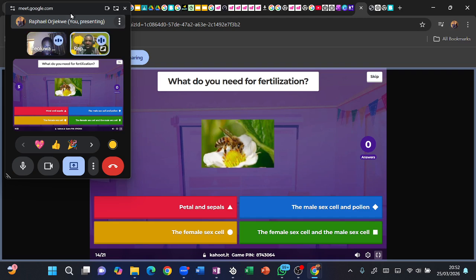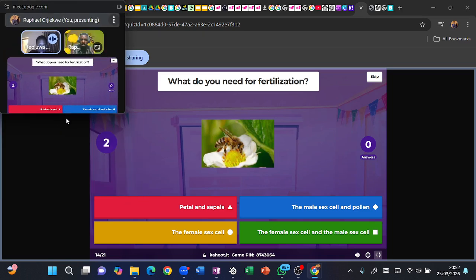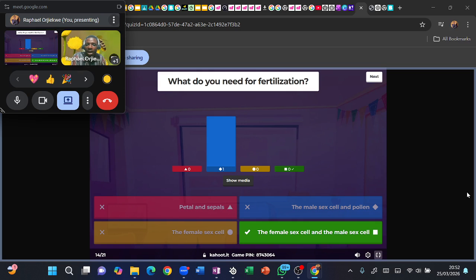Answer before the time runs out. You didn't answer. Okay, you picked the male sex cell and pollen. Are they not the same thing? Yes, they are the same. So the female sex cell and the male sex cell is what is needed. If they mention the pollen and the ovule, then that would also be the answer. Let's get to the next, please.